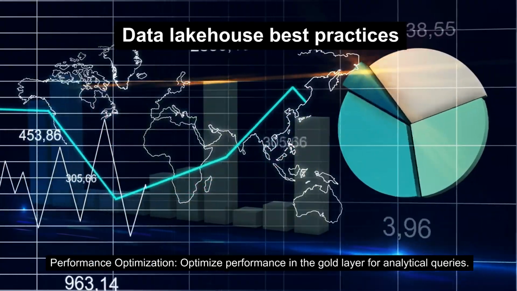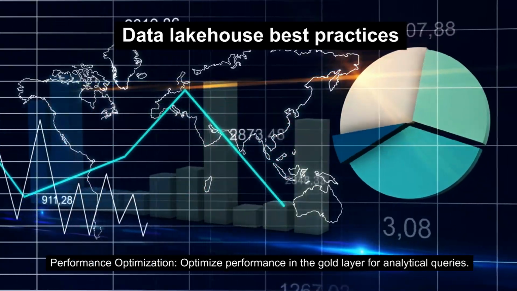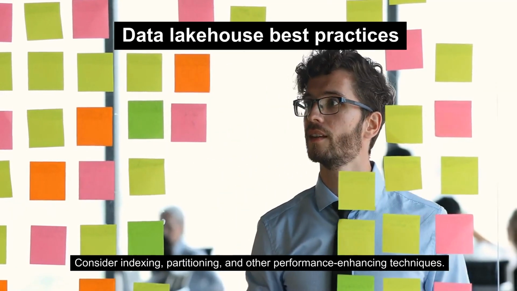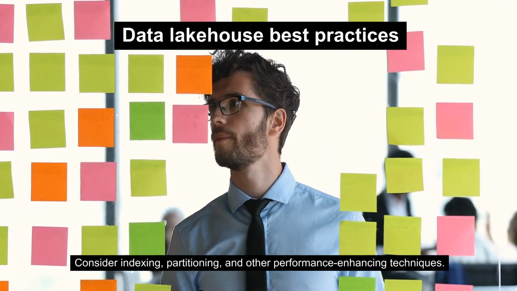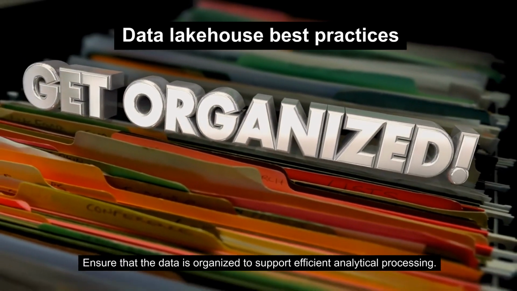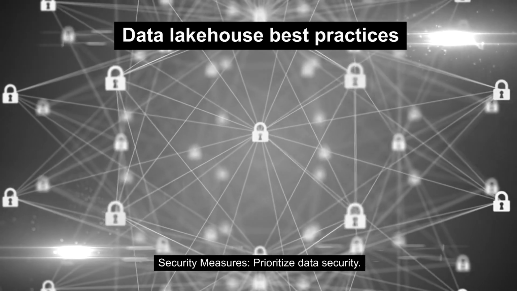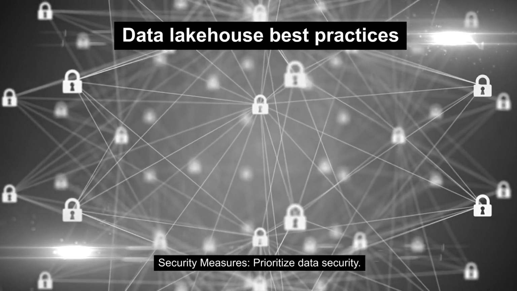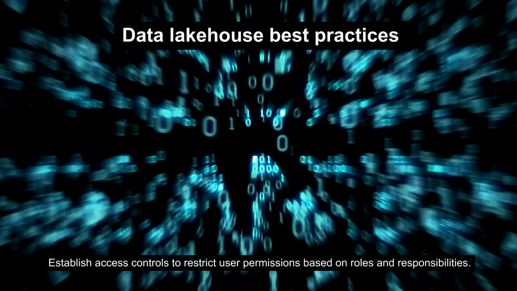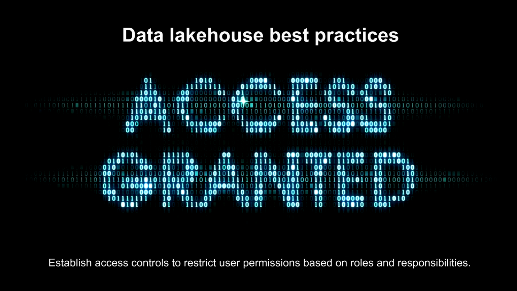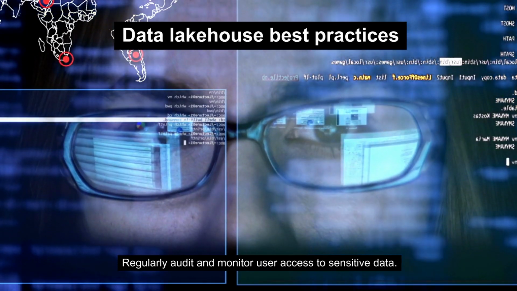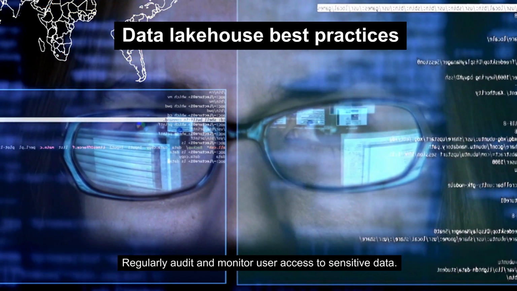Performance optimization. Optimize performance in the gold layer for analytical queries. Consider indexing, partitioning, and other performance-enhancing techniques. Ensure that the data is organized to support efficient analytical processing. Security measures. Prioritize data security. Implement encryption for data at rest and in transit. Establish access controls to restrict user permissions based on roles and responsibilities. Regularly audit and monitor user access to sensitive data.